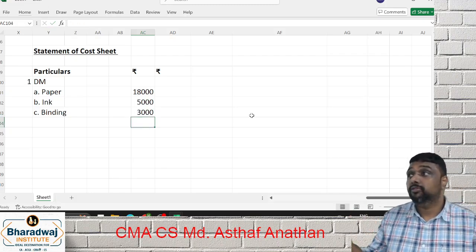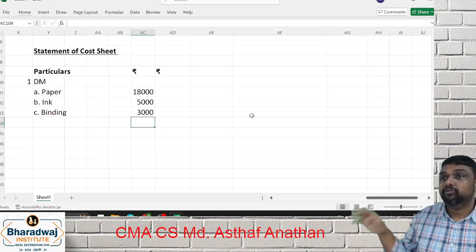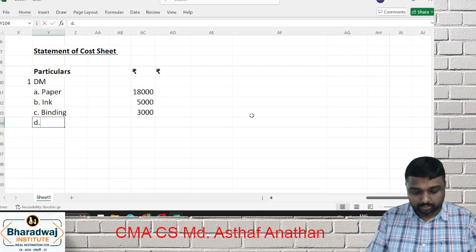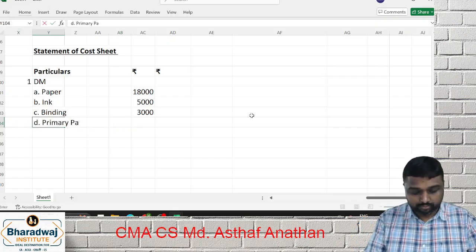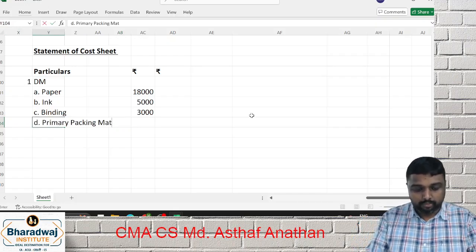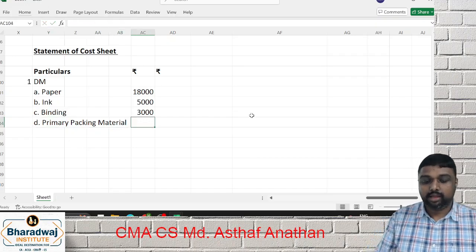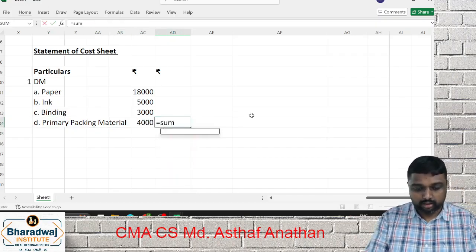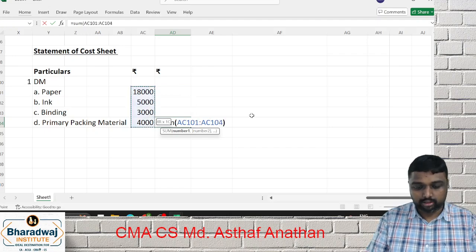See, there are two types of packing material: primary and secondary. Primary is a part of material cost. Secondary is a part of selling cost. So you have primary packing material. Then you can take the total of the material cost.